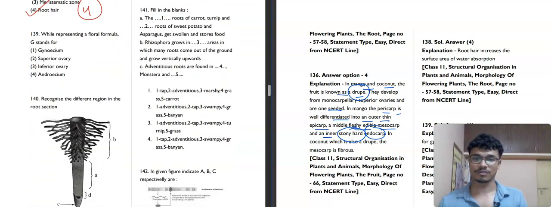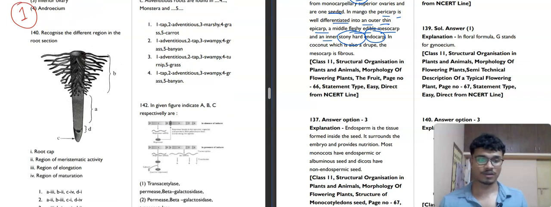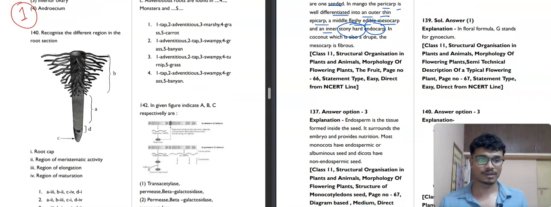Now we'll move towards the next question, question number 139. In the floral formula, what does G stand for? Gynoecium, superior ovary, inferior ovary, or androecium? G stands for gynoecium. This G doesn't have a line like this or this. This means the superior ovary, this means the inferior ovary. But there we can't see any line above or below G. So the first option is our correct answer. Don't get confused.